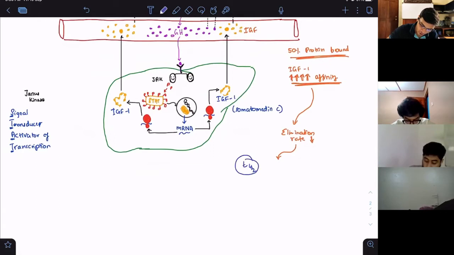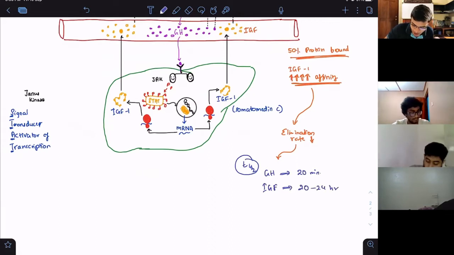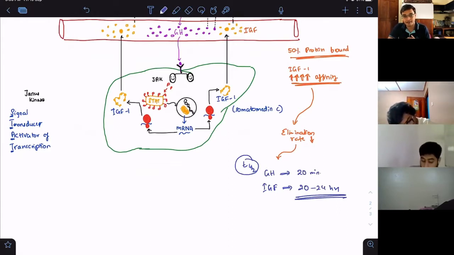growth hormone has a half-life of about 20 minutes. We said every 3 to 4 hours, we get a growth hormone pulse. From that pulse, within about 20 minutes, that growth hormone is gone. It's eliminated. IGF-1, guess how much? It can have 20 to 24 hours. Look at the difference: 20 minutes versus 20 hours.